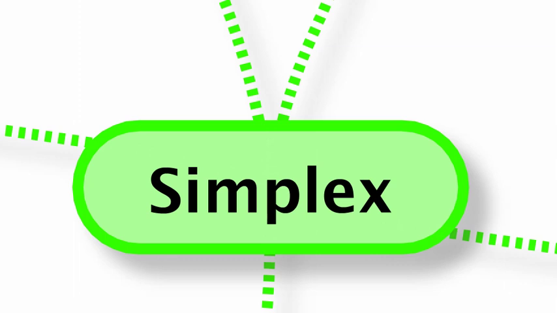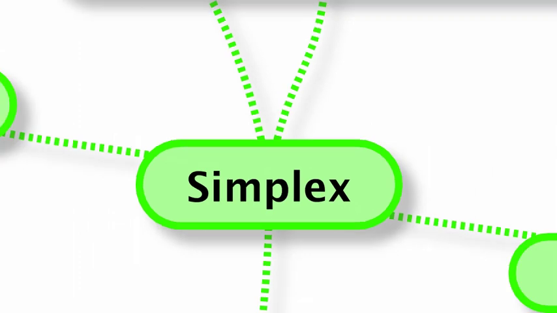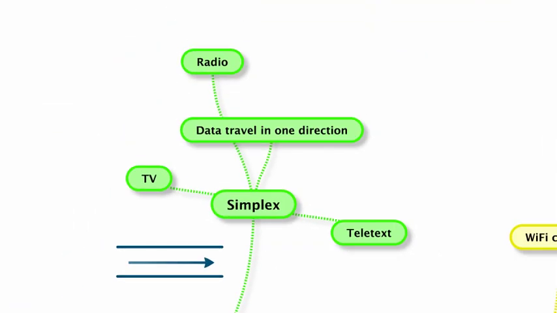Okay, right, let's have a look at this. Simplex. Simplex is where data can only travel in one direction. So the data will be traveling down a wire in one direction. So data can only travel down in one direction. An example could be your TV or your radio or teletext.